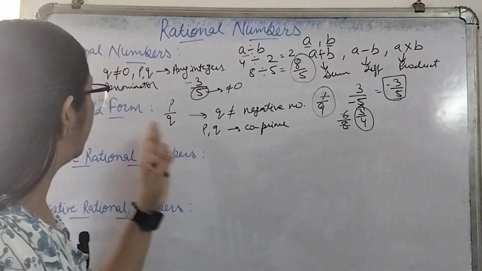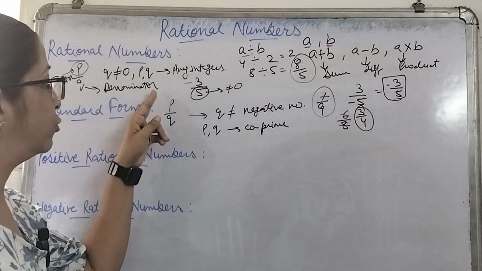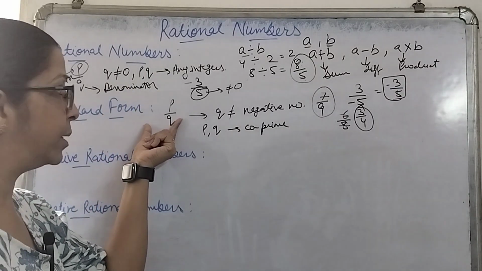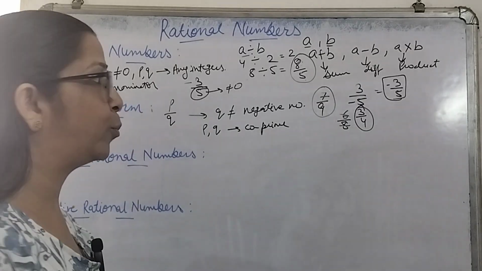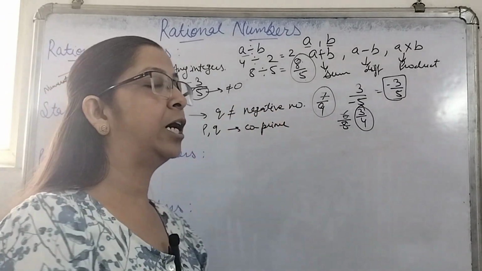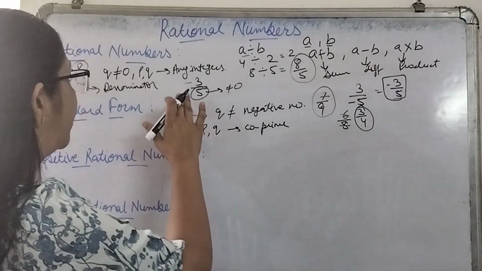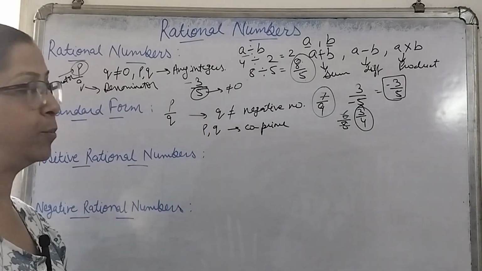So for the standard form of a rational number, P upon Q, Q should not be negative and P and Q should be co-prime. If these two conditions are fulfilled, we say that the given rational number is in its standard form.